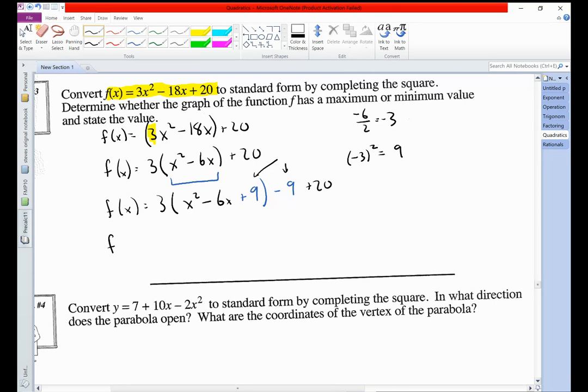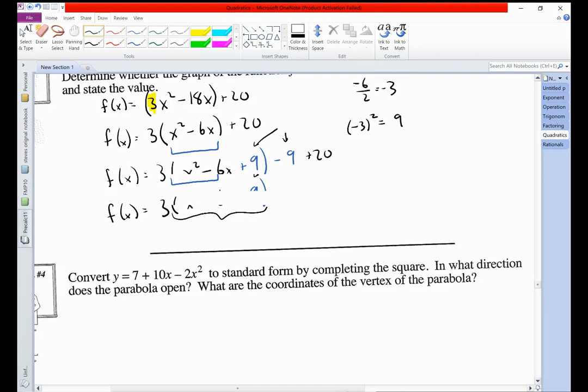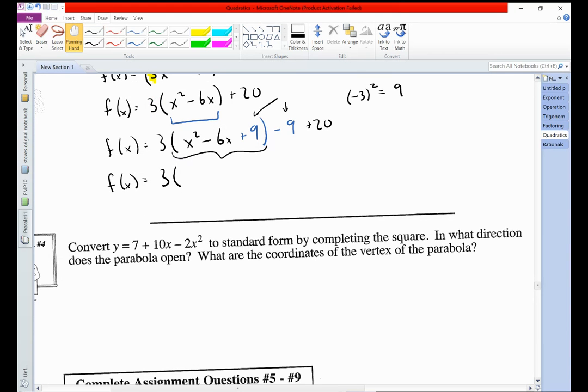Now we can rewrite this as 3. This turns into a perfect square binomial, which we know is going to be x minus 3 squared. And now we have to simplify minus 9 plus 20. Whoa, I missed a step. Sorry, rewind. I totally forgot about this. And this is already a long video.